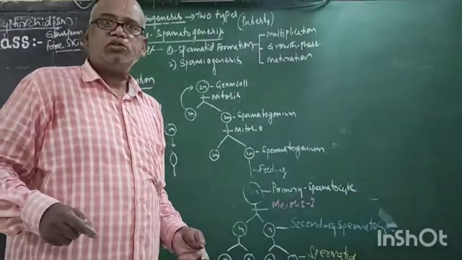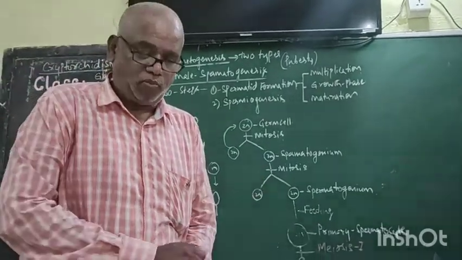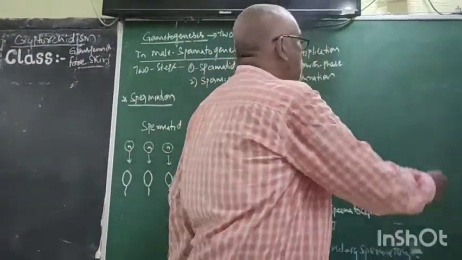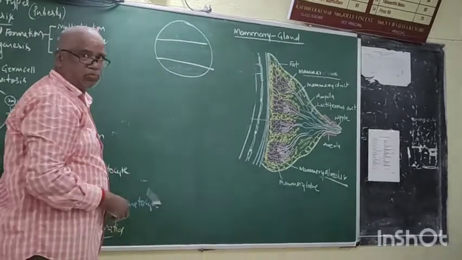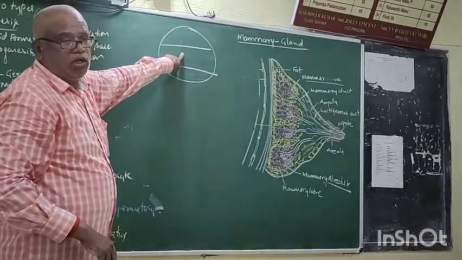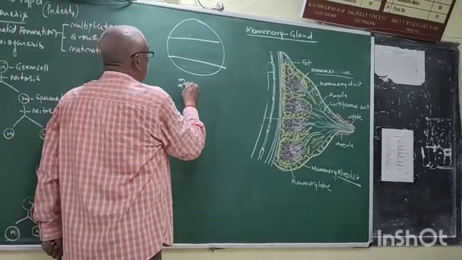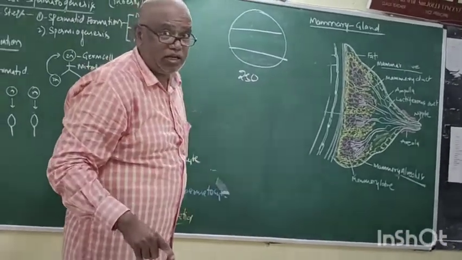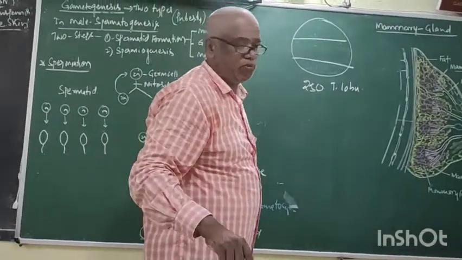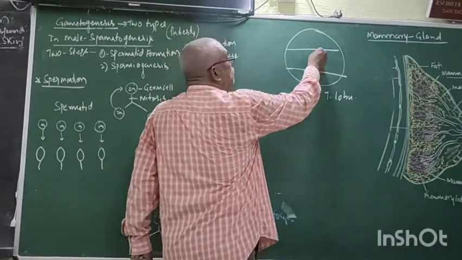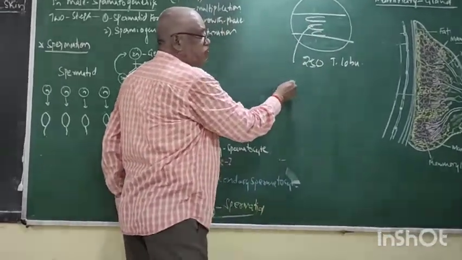Now one by one. First of all, male spermatogenesis. In male, how is the sperm formed? Before going to this, it is the testis, it is the septum. Now what is this? Testicular lobules. Each testis contains 250 testicular lobules. Each lobule contains 1 to 3 seminiferous tubules. Now I am going to the enlargement of the seminiferous tubule.